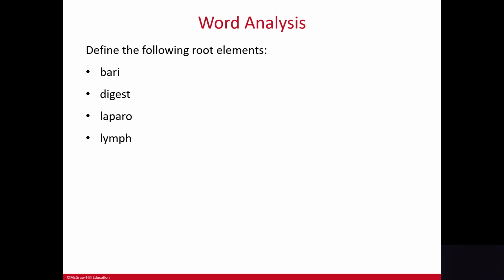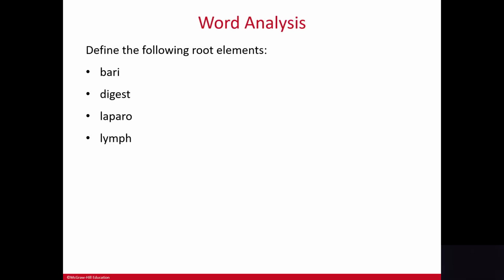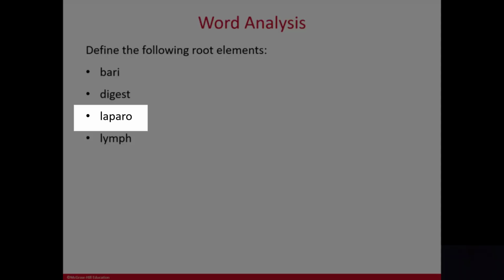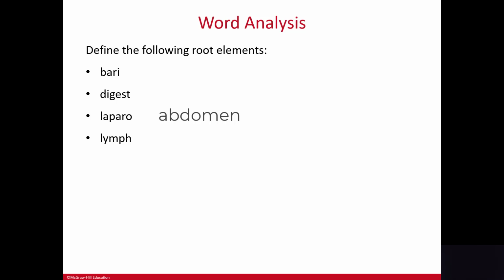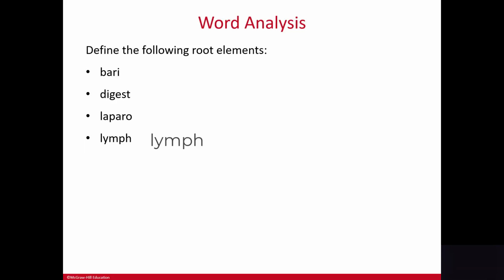The next slide is looking for some more elements here. Bari is the root word meaning weight. So you may have heard of bariatric surgery. So I think that was the case study in the chapter this week. Digest means to break down. Laparo, there's a couple of terms in the chapter with the term laparo. That means abdomen. And lymph comes from the Greek word meaning lymph. So there you go, it means lymph.